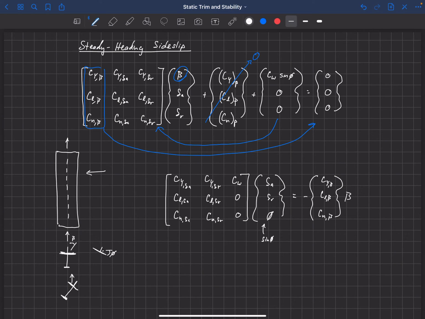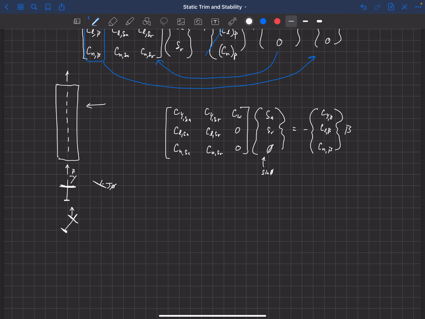Okay, so at this point we can solve for delta A, delta R, and phi to trim this out. So delta A, delta R, and phi are equal to the inverse of this matrix here. And remember our minus out front from over here, and then we're going to multiply that by the CY comma beta, CL comma beta, and CN comma beta, times beta.